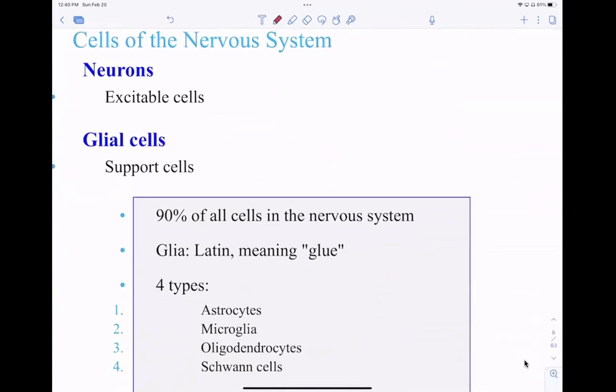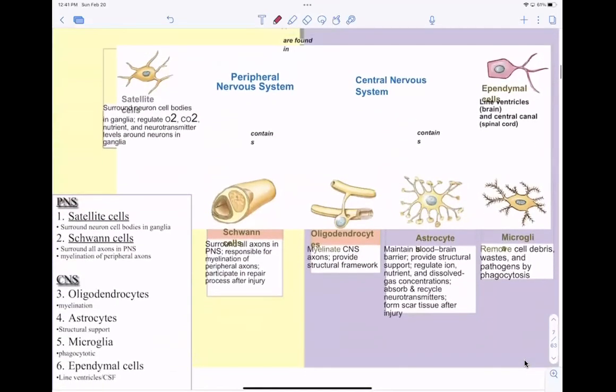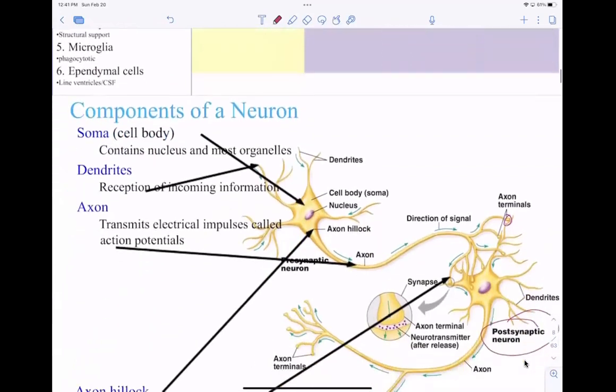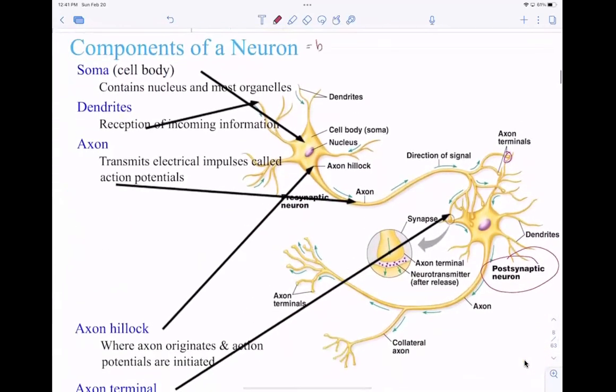if you want to go over neurons, the basic cells, and neuroglial cells, which are the support cells of the nervous system. There are two different types of glial cells in the peripheral nervous system and four in the central nervous system, and review the function of each of them. Now, the neuron is the basic cell of the nervous system.